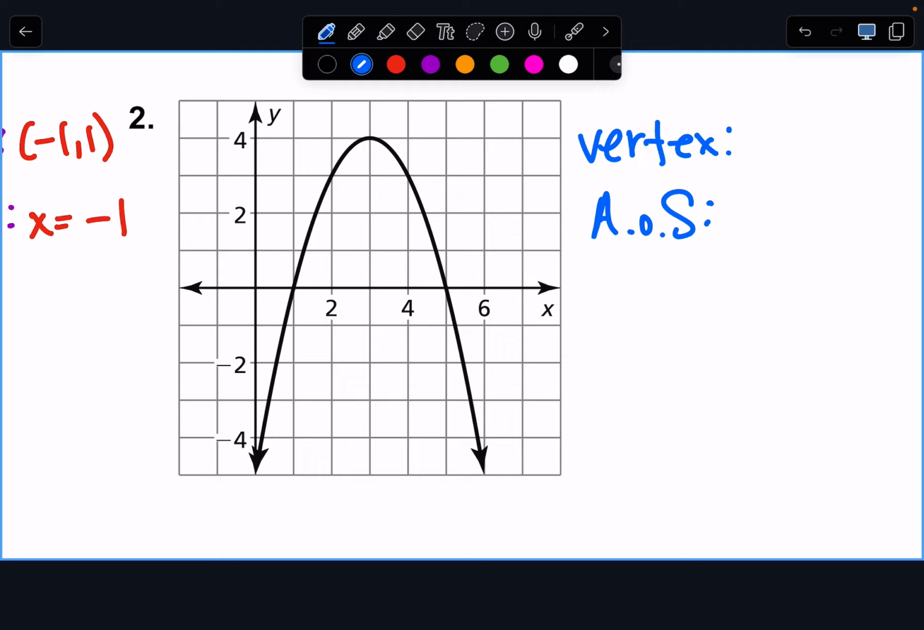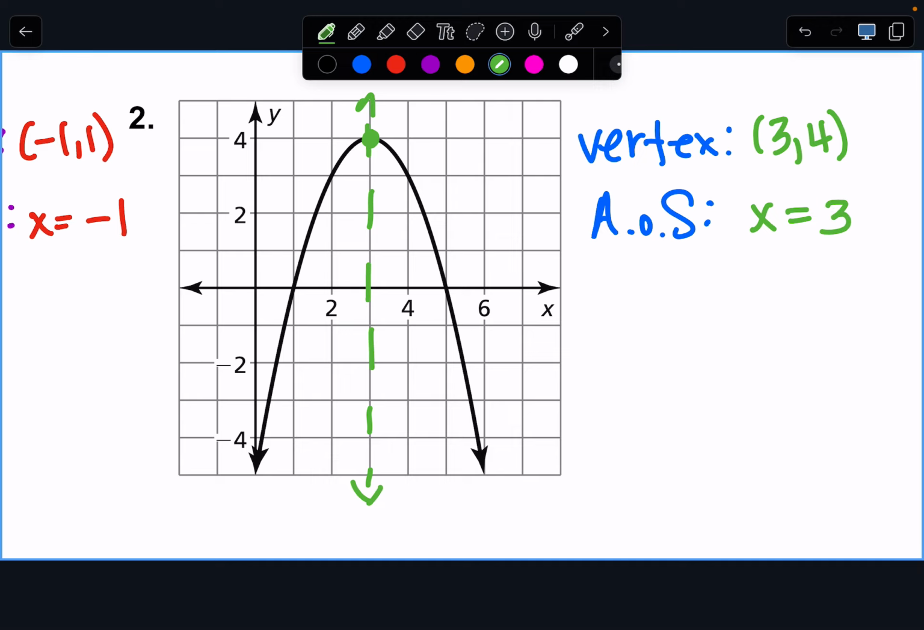Jace, where's your vertex? I got 3 and 4 positive. 3, 4? Yep. Do we agree? Okay. What's our axis of symmetry? Anybody? Did you get Emily? 3. Half credit. X equals 3. It is a line. We got to write it as a line.